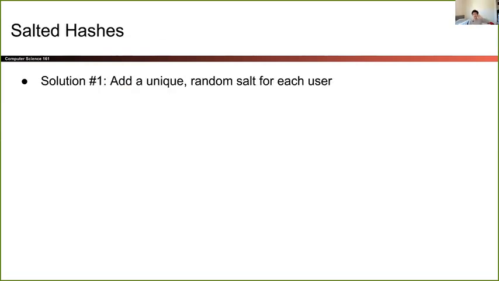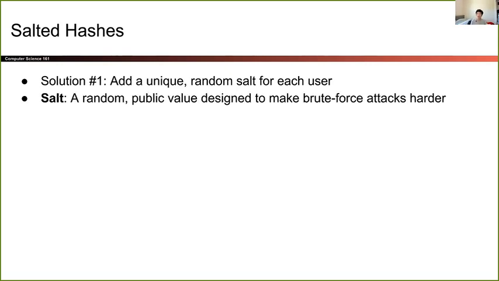All right, so we're going to solve the original problem by working with salted hashes. So what we're going to do is add a unique and random salt for each user. This salt is a random public value designed to make brute force attacks harder. So we don't need to keep this value a secret. It just needs to be something that introduces randomness into the hash. And you can almost think of it like an IV in that we're just going to store it in plain text in our passwords file. So for each user, we have in the file the username, the salt, and the hash of the password with the salt.